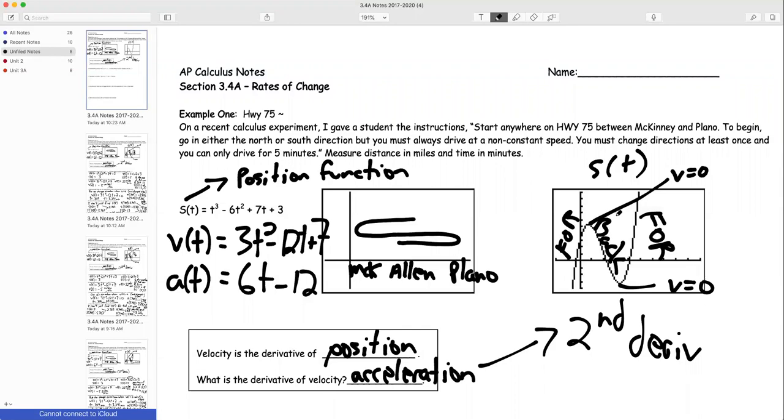Is it differentiable though? It is. Because it is not a corner. Okay, it's a nice, smooth, rounded curve. So yes, it is differentiable at that point.